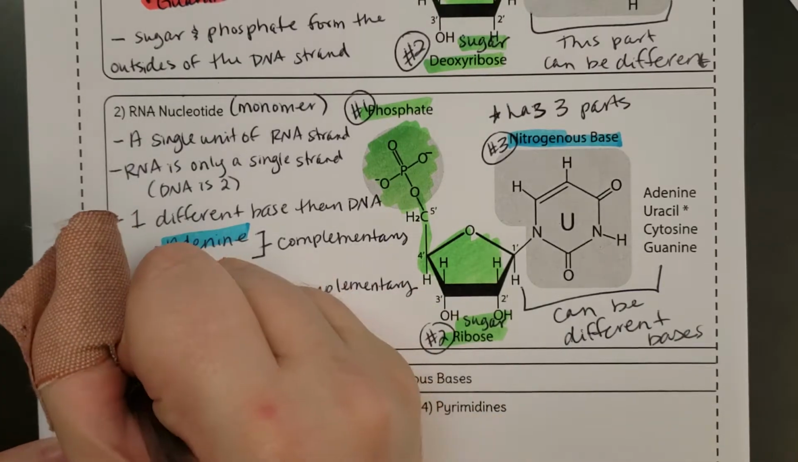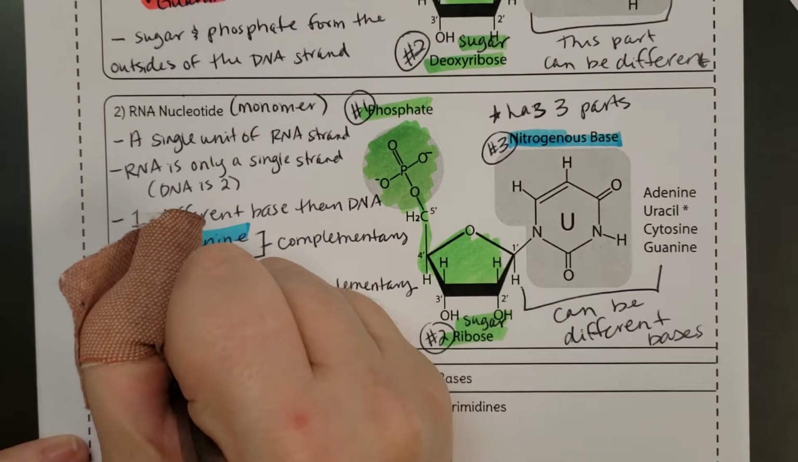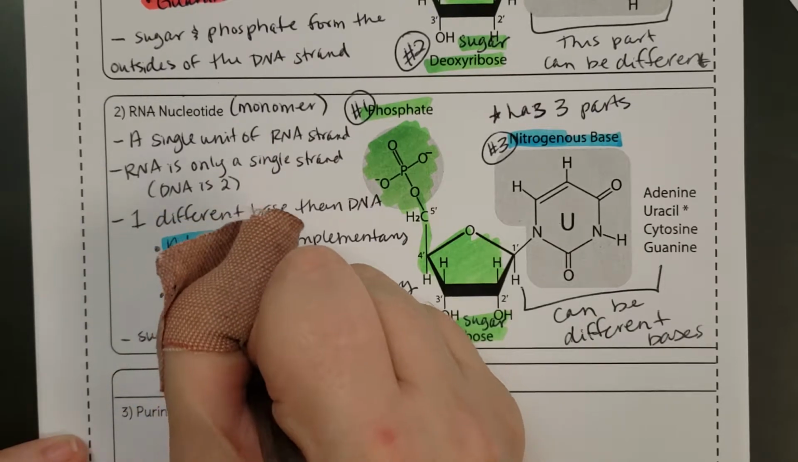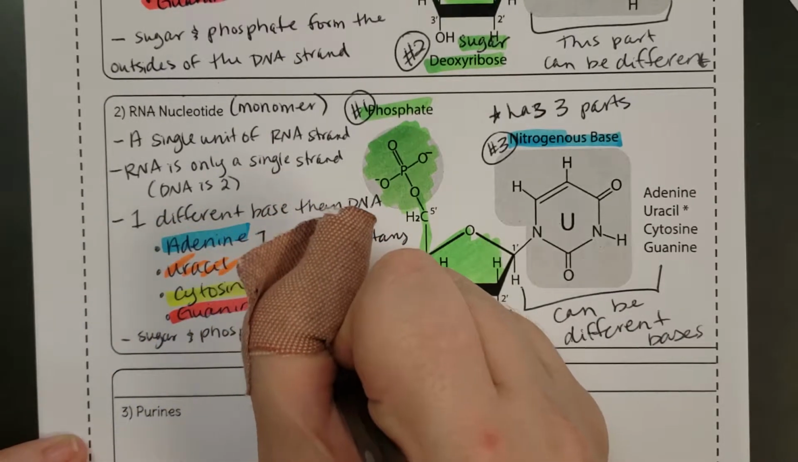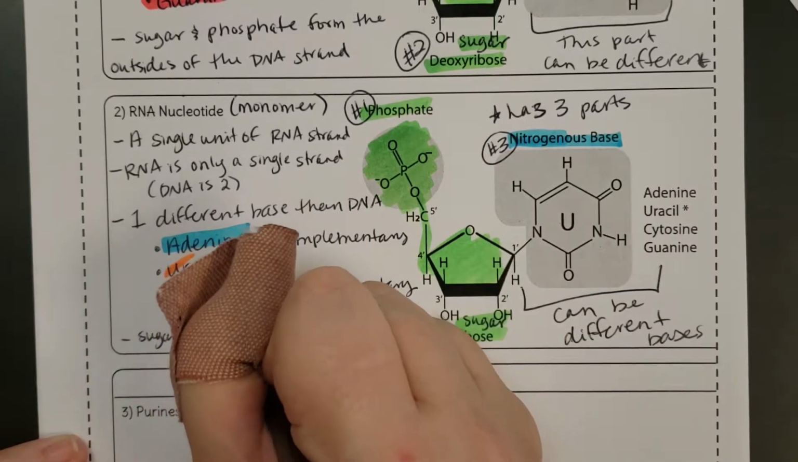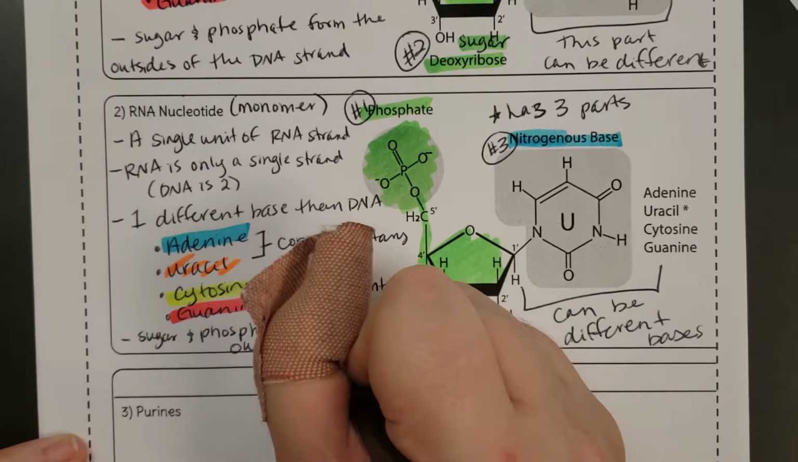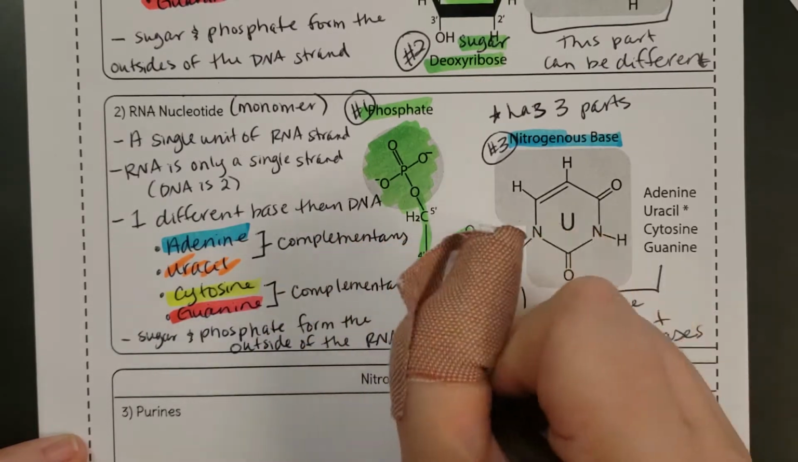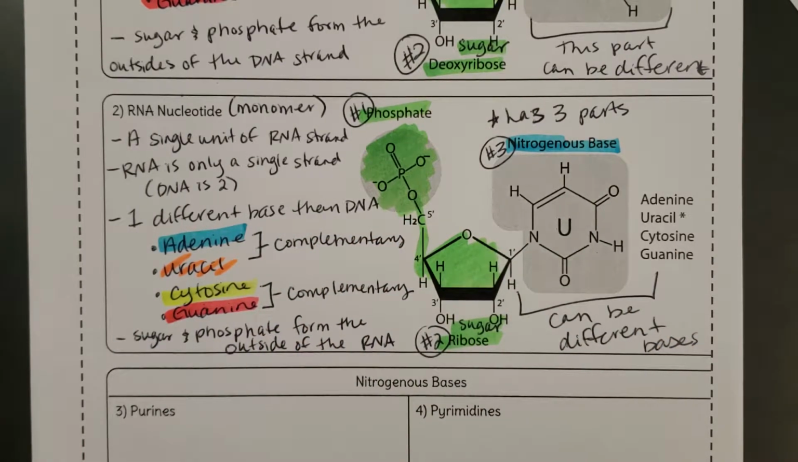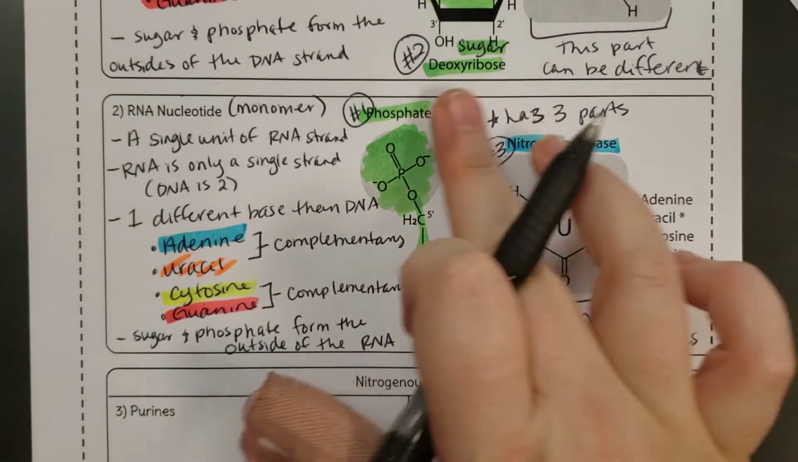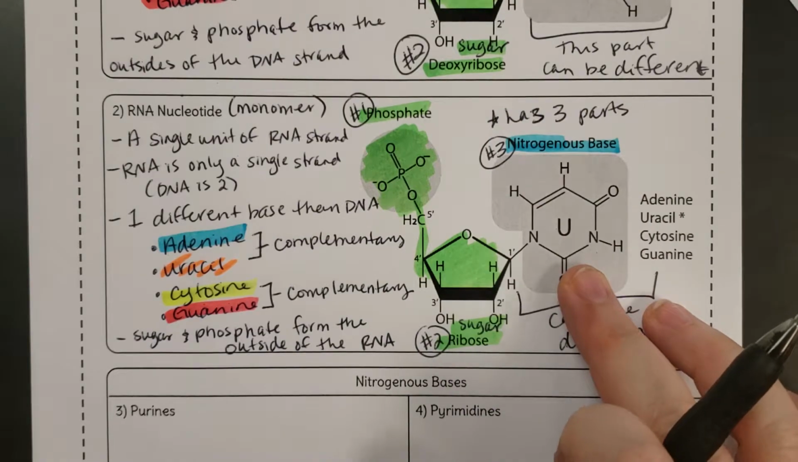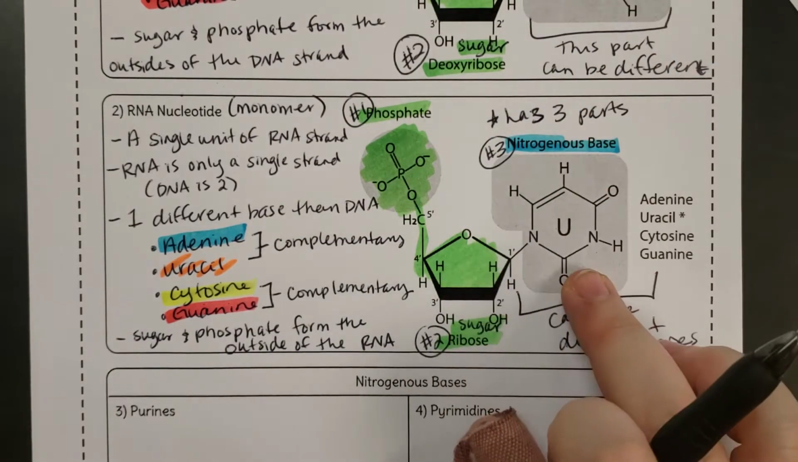Okay, and then the same here, the sugar and the phosphate form the outside of the RNA strand. Okay, so this is the basic nucleotide, which is the monomer of a nucleic acid, which is part of the biomolecules that we talked about before. These 3 things together make a single monomer. Okay, now we're going to focus on the bases.